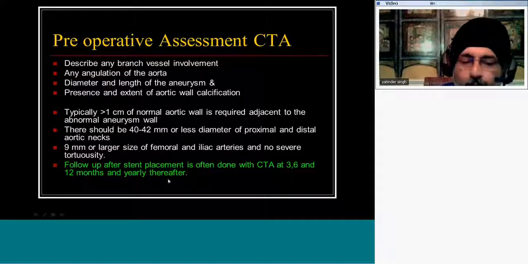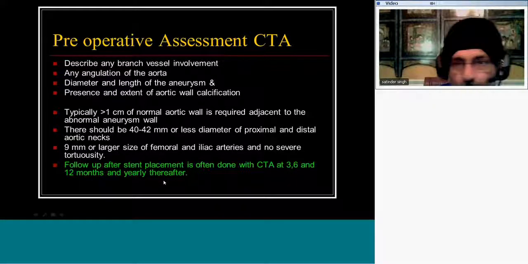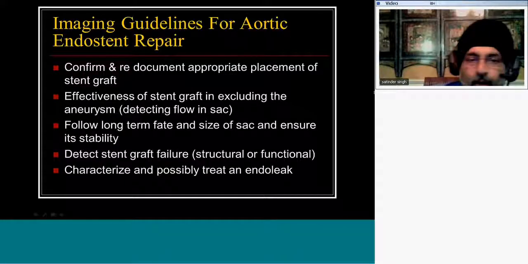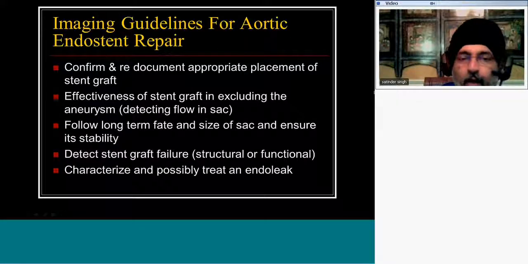Usually after endostent, you follow up with CTA at 3, 6, and 12 months, and then yearly afterwards. Of course, this can be different if the patient develops symptoms or if the surgery was more difficult and they anticipate complications, so this duration can be changed. Open surgery follow-up is usually at 3 months and 12 months, here 3 months, 6 months and 12 months, and then yearly afterwards.